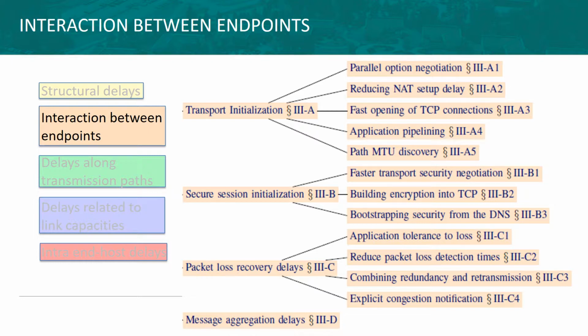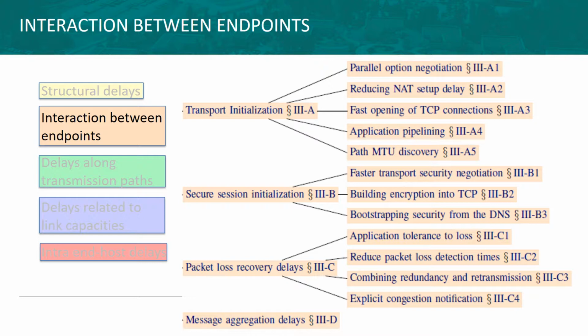You also have delays that you encounter as a result of packet loss. This you can try and limit by having an application tolerant to loss so that you don't have to recover all lost packets, or you can try to reduce the packet loss detection time. And there have been several mechanisms introduced to TCP in the last few years to try to reduce this time. You may also use a mechanism called explicit congestion notification. So instead of dropping packets in the network when congestion occurs, you can send a marking on the packet and convey this information to the transport endpoints without having to drop the packet.